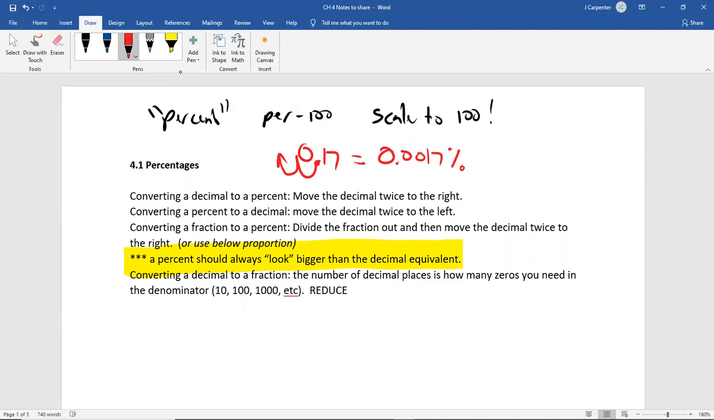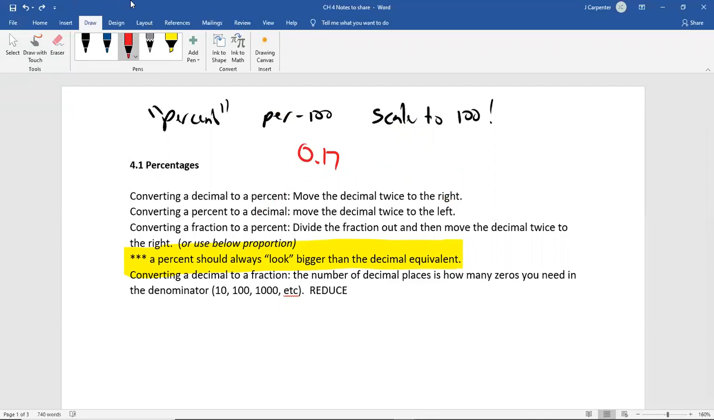Well, hold on. What's this little memo say that we were just talking about? A percent should always look bigger than the decimal. Again, if you're just looking at the number with the percent symbol, 0.0017 absolutely does not look bigger than 0.17. This looks smaller, which says we did the whole thing wrong, but that little highlighted self-check is there to save yourself so many times. I can't tell you how many times it saved me, because I'm doing these things.